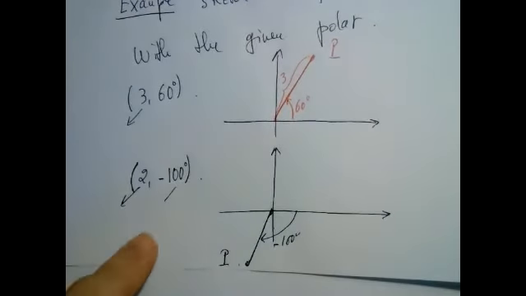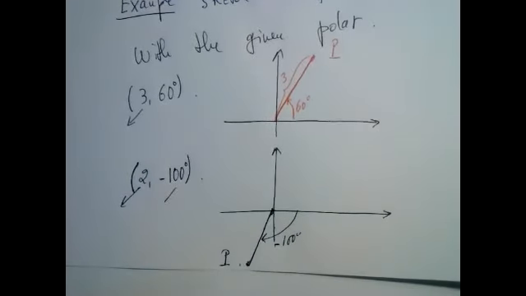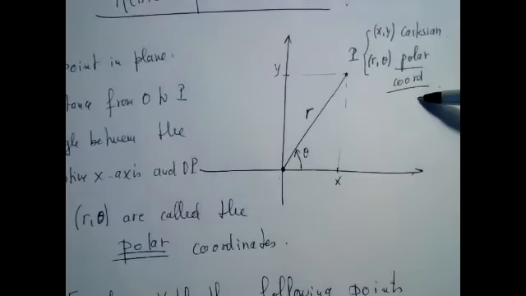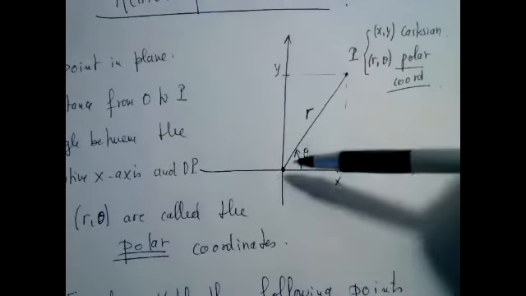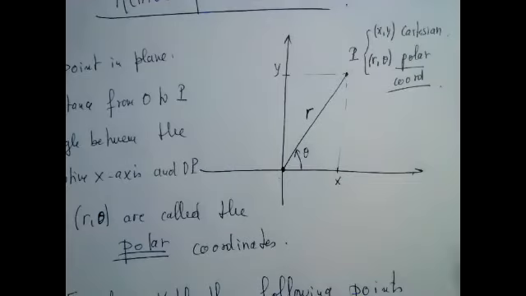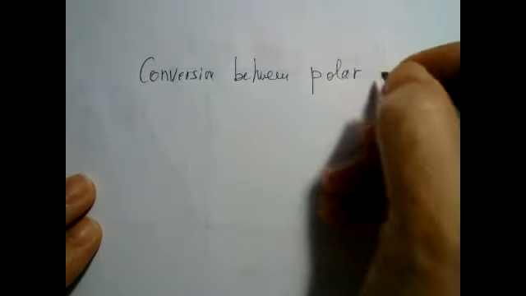Now, since every point has two coordinates, Cartesian and polar, the question is, how can I move backward and forward between them? If I know the Cartesian, how do I know the polar? And if I know the polar, how do I know the Cartesian? So let us review the formulas that relate them. We call this a conversion between polar and Cartesian.